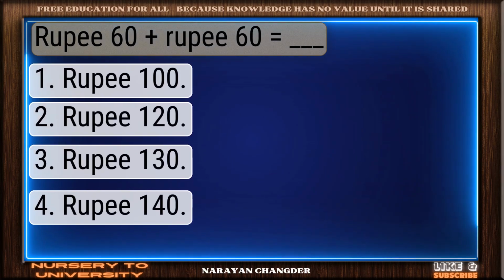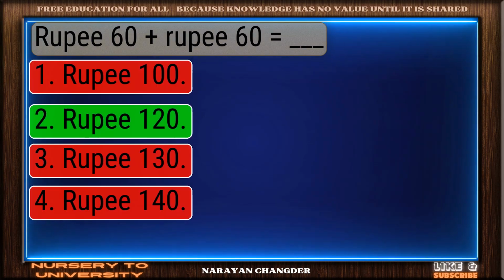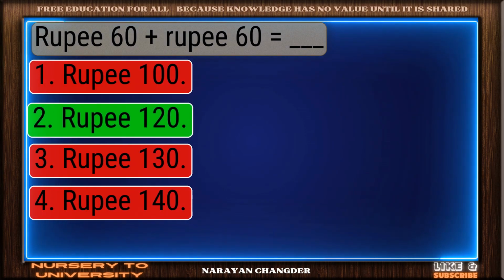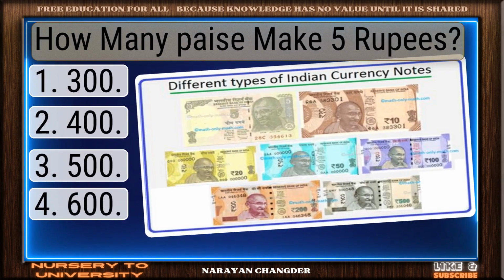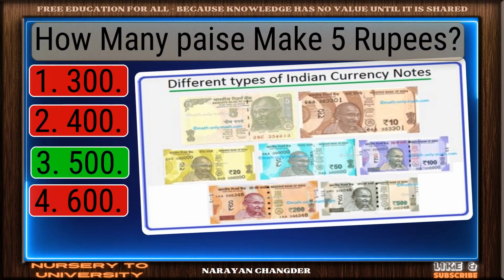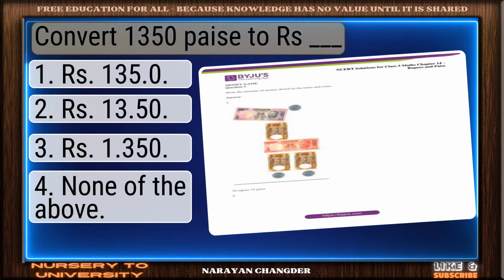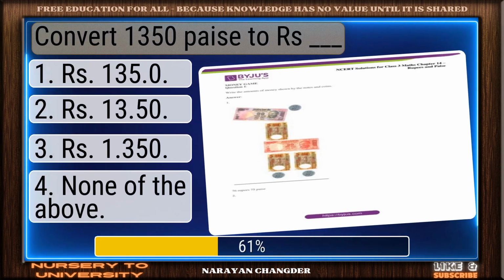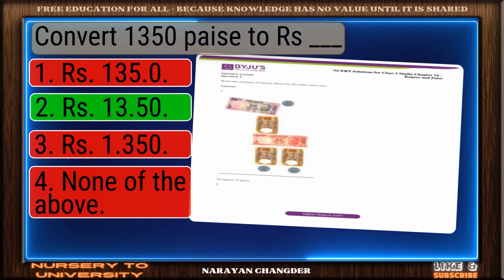Rupee 60 plus rupee 60 equal to dash. Right again. Rupee 120 is a valid answer. How many Paise make 5 rupees? Sharp thinking. 500 is the right choice. Convert 1350 Paise to rupees. Excellent. Rs 13.50 is a brilliant choice.